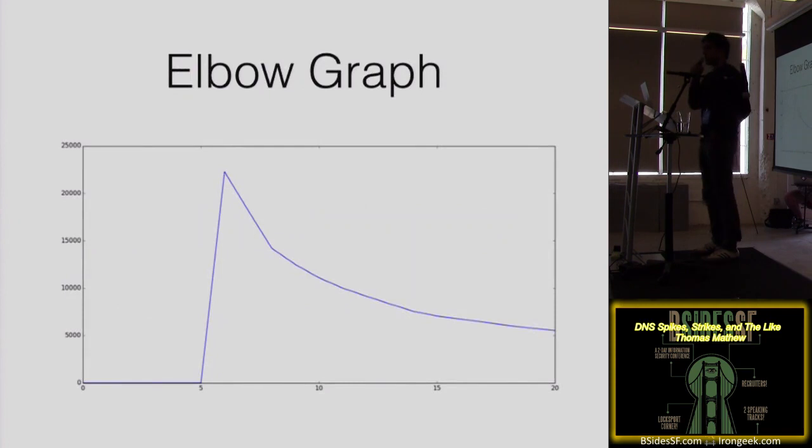So this is what we get. As you can see, when we start off at 5, we have a pretty high level of distortion, and then we keep going down.